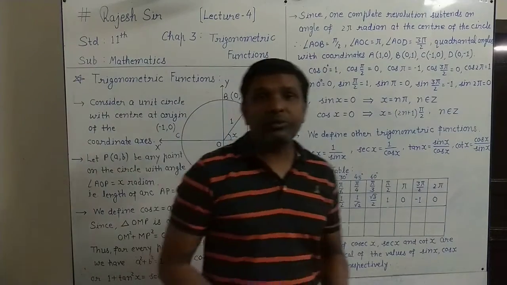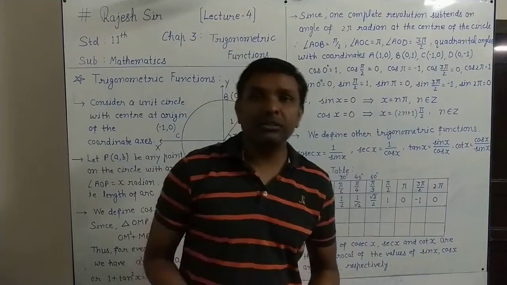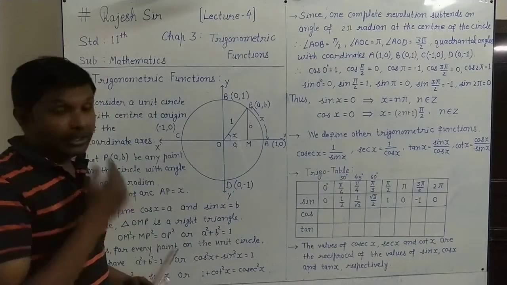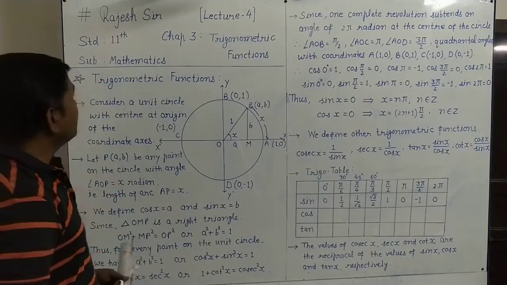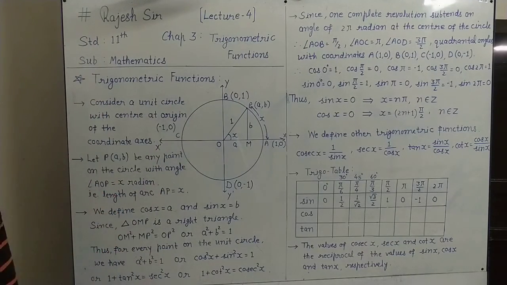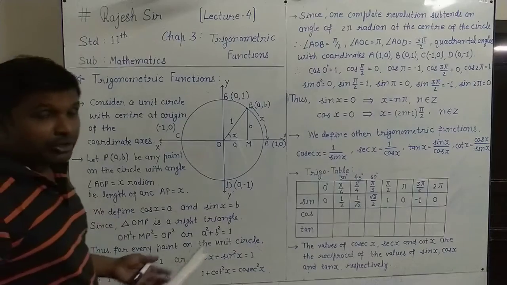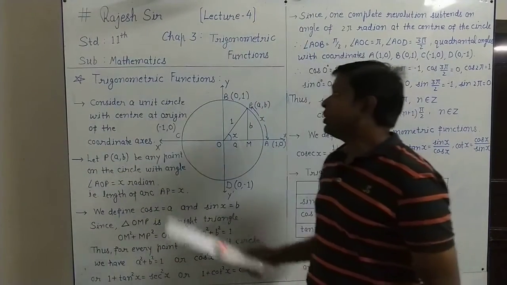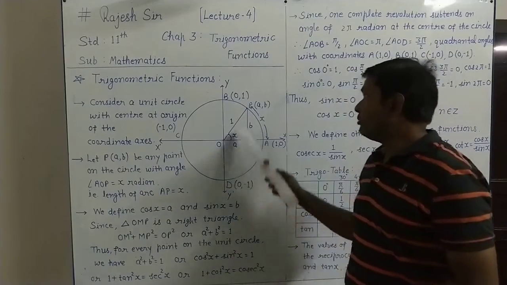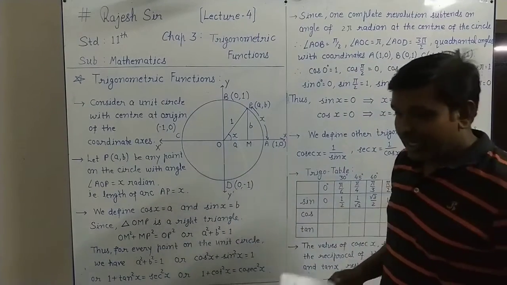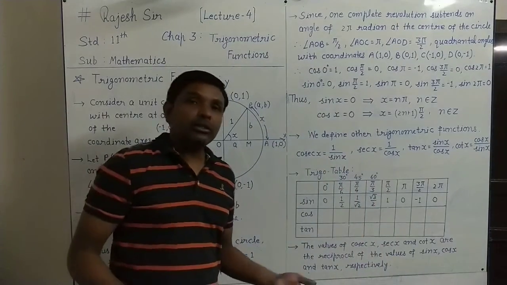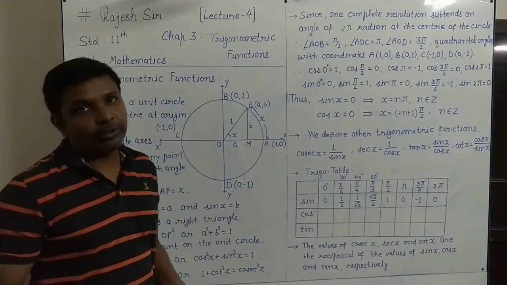In last lectures we have seen about the angles, their units in radian and degrees, and their relations also we have seen. Now as the chapter name is trigonometric functions, we define here some trigonometric functions. So to define the trigonometric functions we are taking the help of the unit circle. In the last lecture also we have seen what is unit circle. Unit circle means the circle with the radius 1 unit.